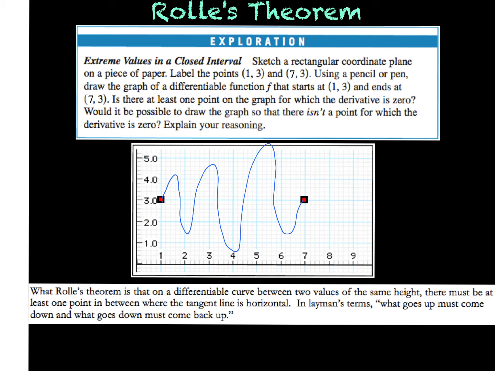So now what we need to see is whether there is at least one point in which my derivative is 0. What does it mean to have a derivative of 0? A horizontal tangent. So basically I'm trying to figure out, is there at least one point in which I have a horizontal tangent? Yes. How many do I have here? 1, 2, 3, 4, 5, 6. We had 6 of them there.